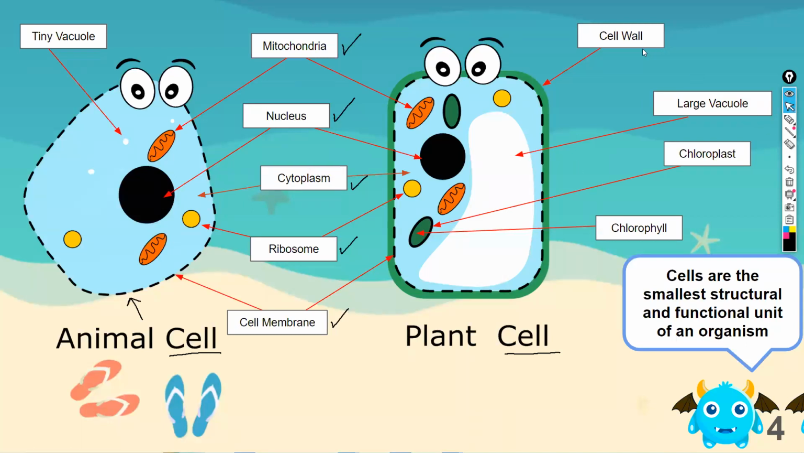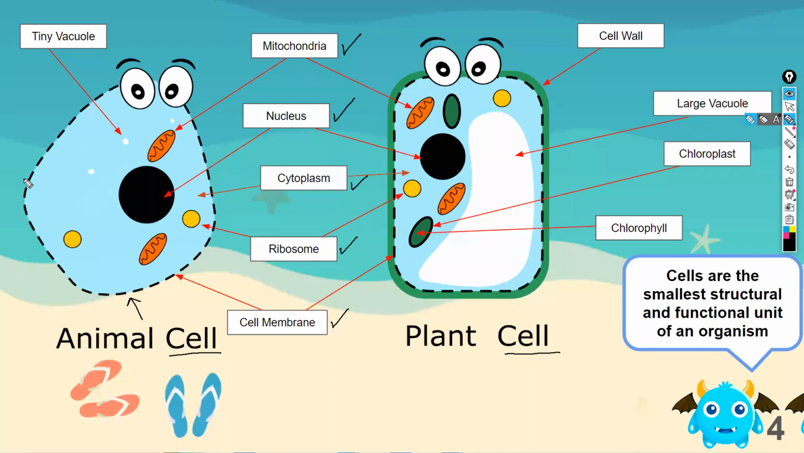Okay, so let's move something aside here. Animal cell, so let's look at the plant cell. I always like to talk about the plant cell first. The plant cell, the most obvious difference. Look at the plant cell. You all see a green wall going around it.